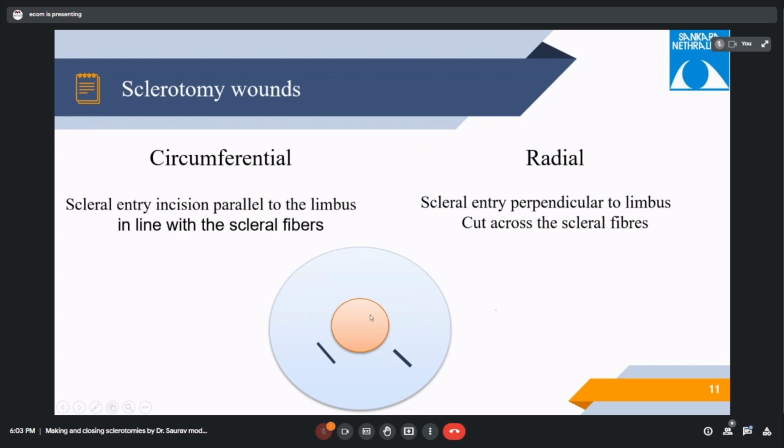The most preferred is the circumferential. Why? Because if there is excessive stretching of this wound during the surgery, with a longer duration of surgery, the stretching occurs parallel to the limbus. Whereas in cases of a radial wound, if there is excessive stretching, the stretching goes towards the limbus, and it can result in some dreadful complications intraoperatively, can damage the root of the iris and can cause intraocular hemorrhages.